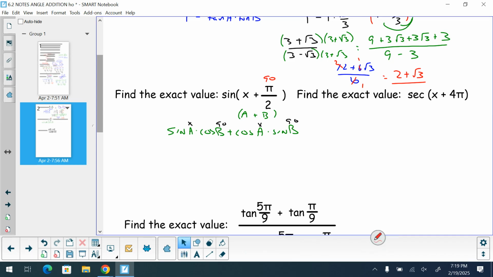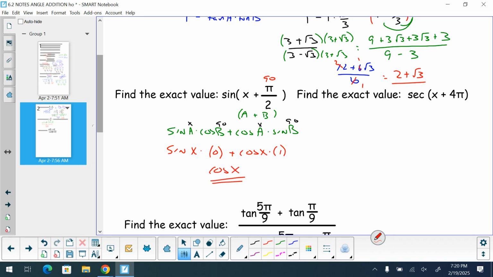Nice part about this is when I give you the 90s and 180s, you can click and collect in your calculator. So we're left with the sine of x times the cosine of 90 degrees, which, looking at your calculator, is 0, plus the cosine of x times the sine of 90, which I can click and collect into my calculator and give me a value of 1. Which just gives me cosine of x.